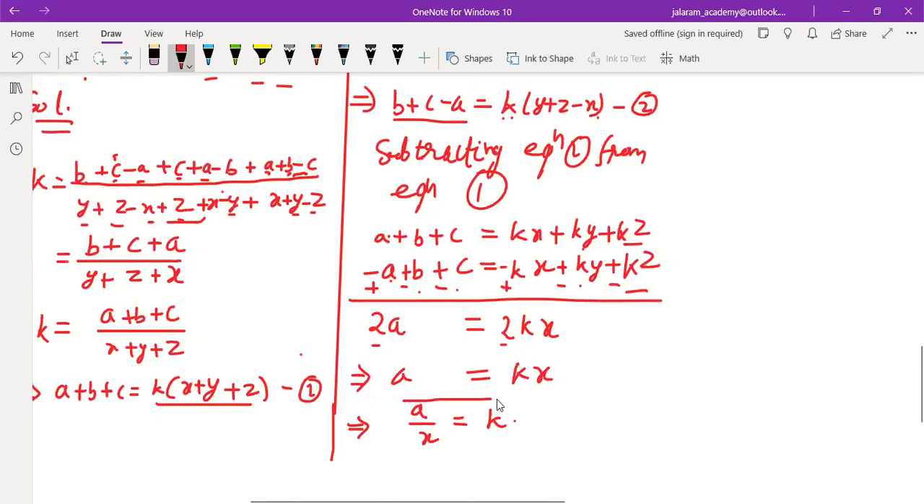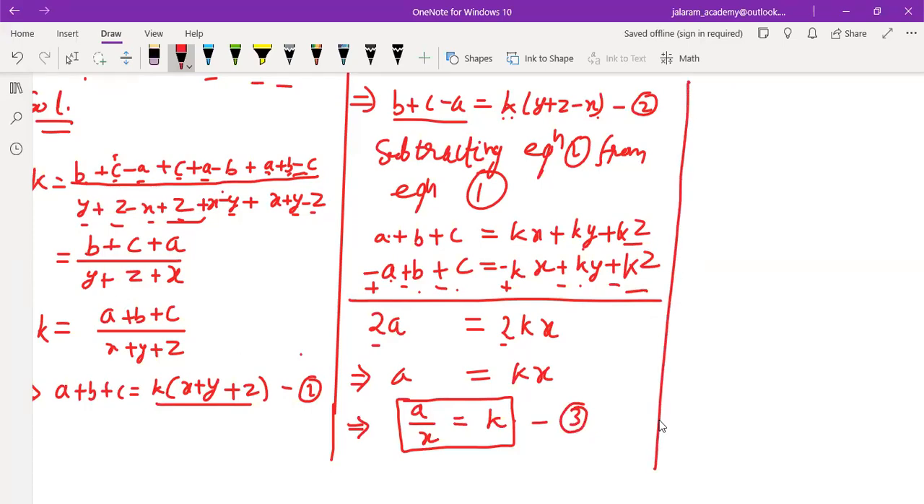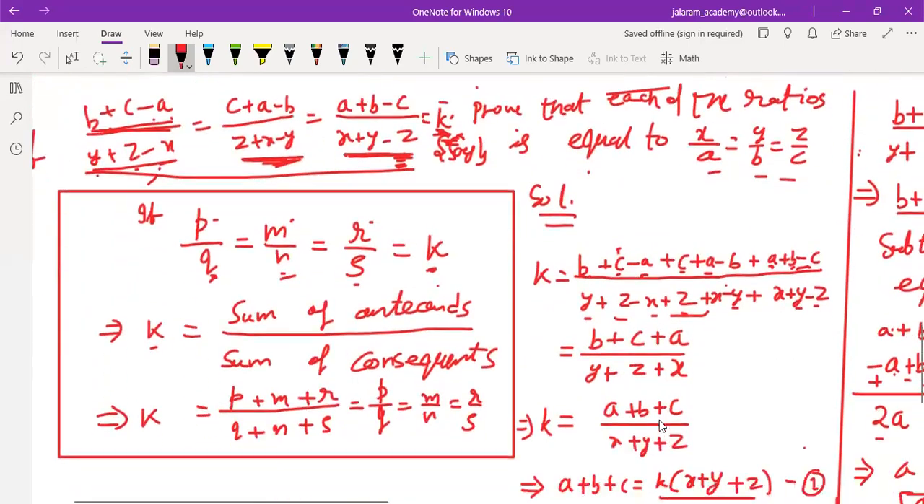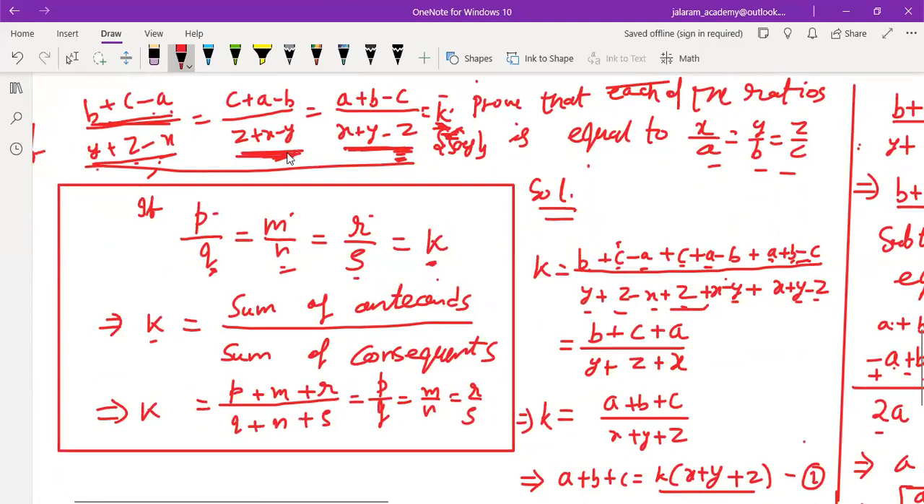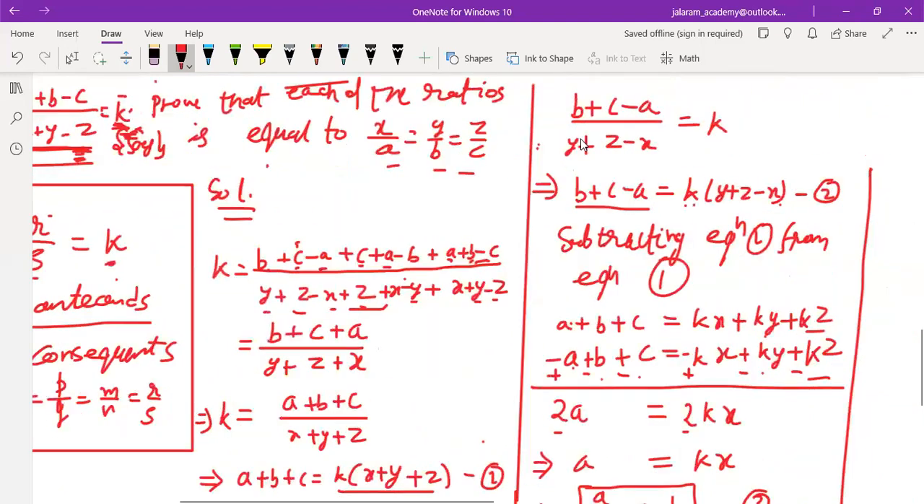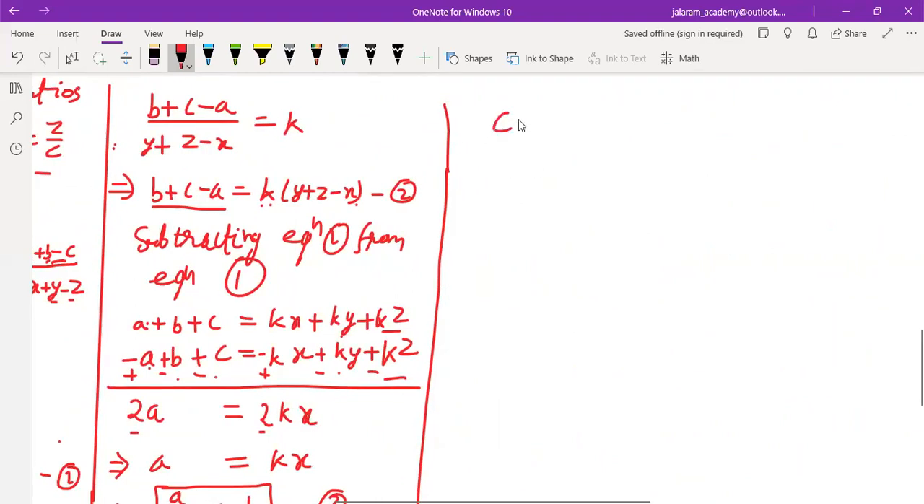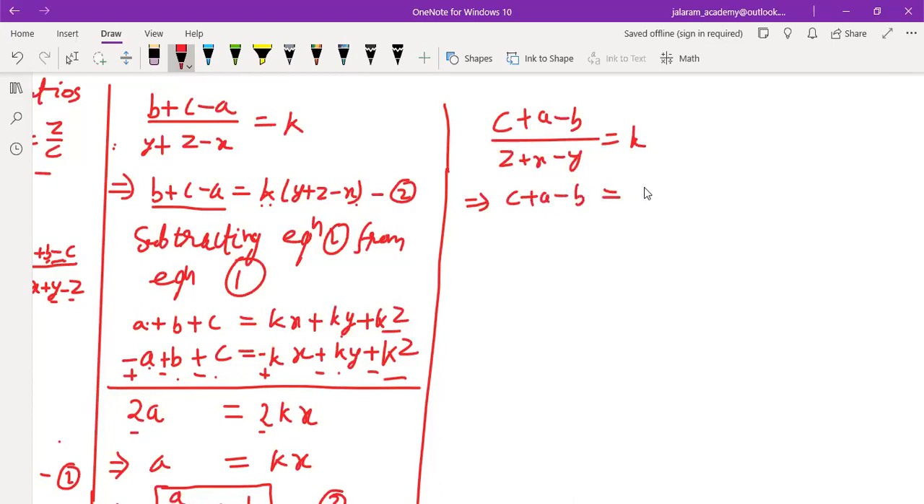Means a by x equals k. Again, if we write it as equation number 3. Now, comparing the second ratio, c plus a minus b over z plus x minus y equals k, and cross multiplying, we again get c plus a minus b equals k into z plus x minus y.